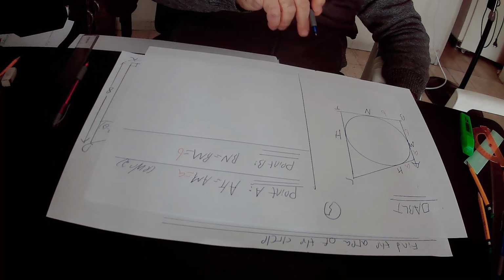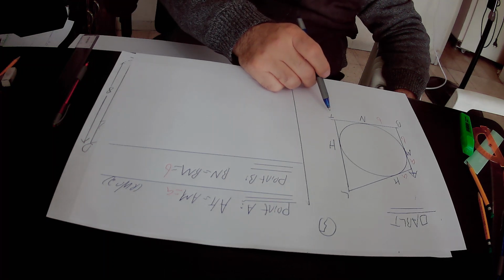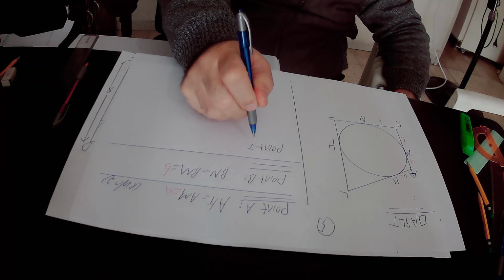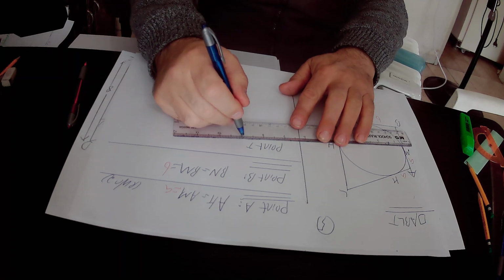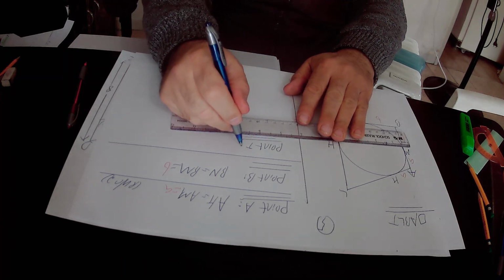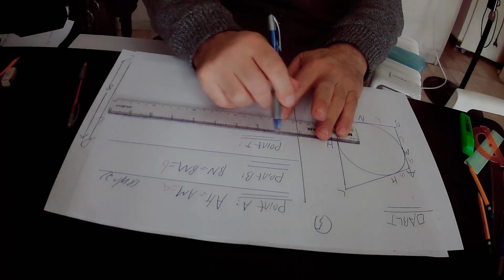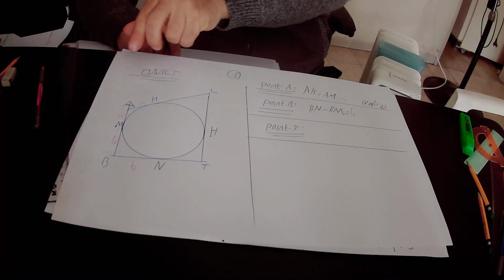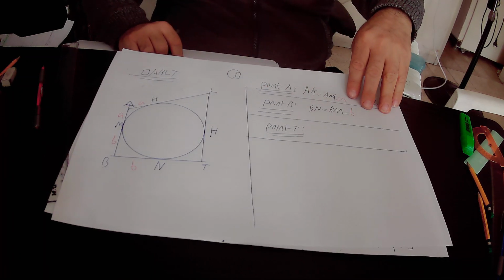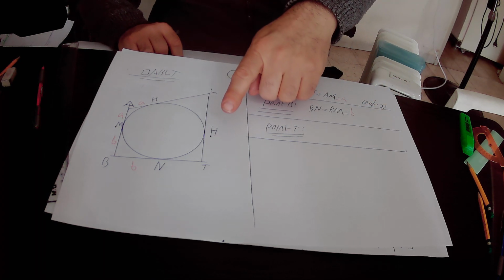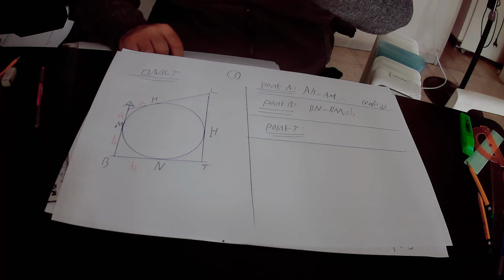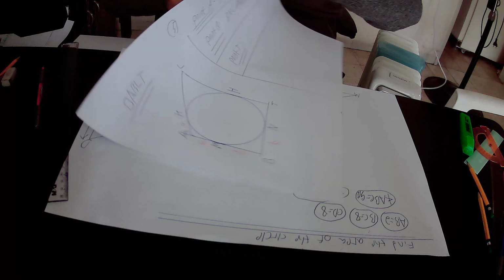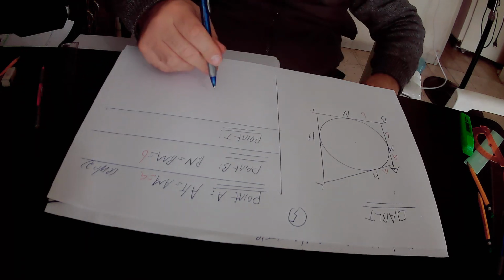In the next step, we will focus on this common external point, point T. From the common external point, point T, we have two tangents to this circle, tangent TH and tangent TN. According to rule 2, they are equal to each other. That is to say, TH equals TN.